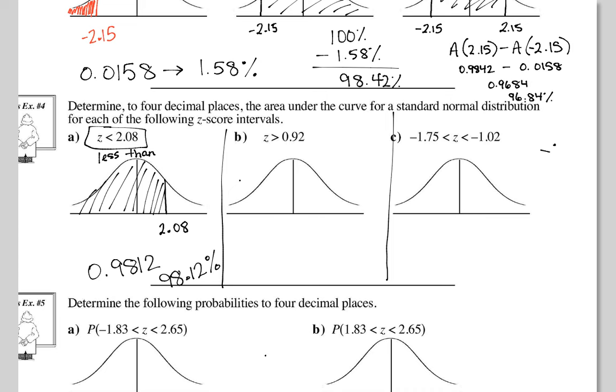Okay, so the next one, 0.92. You've got to find the Z-score. Is the Z-score above 0 or below 0? Above 0. By how much? Not very much, right?